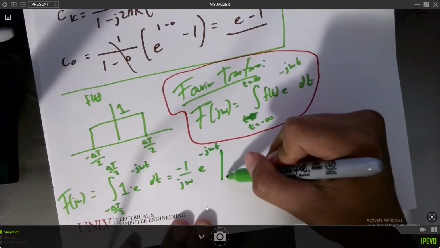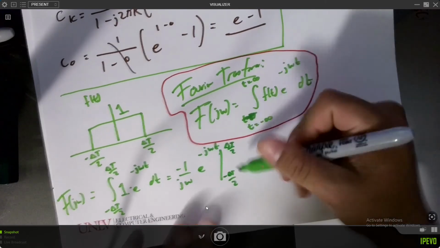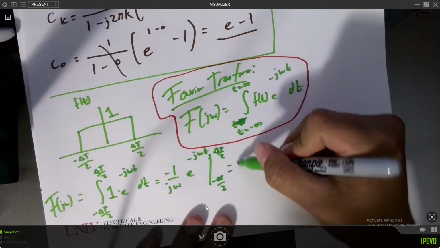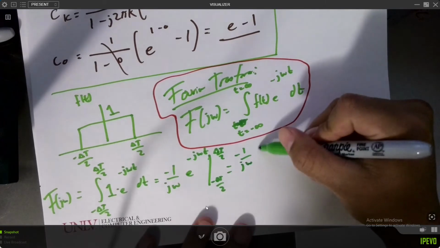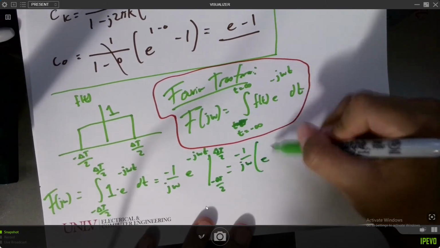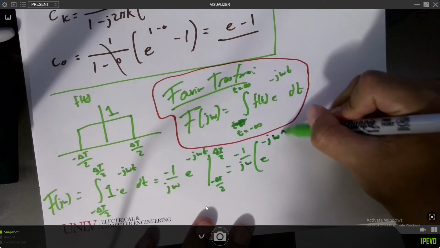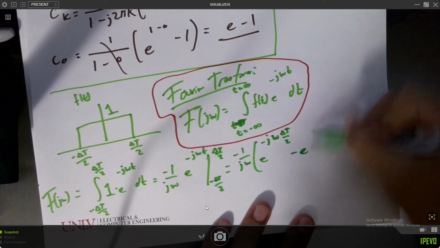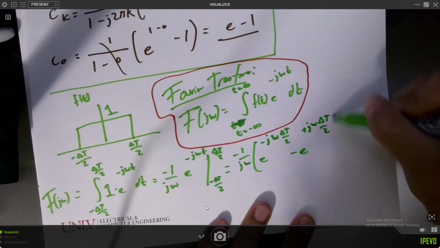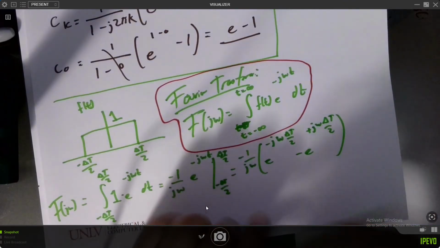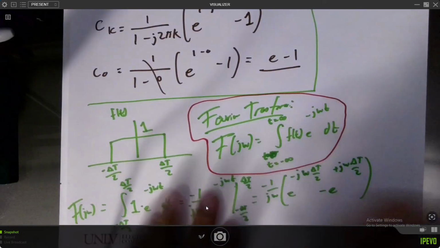Evaluated from minus delta t over 2 to delta t over 2, and this is going to equal 1 over minus j omega, times e to the minus j omega delta t over 2 minus e to the positive j omega delta t over 2. So if you aren't screaming by now or bells aren't ringing, this is actually looking like something pretty familiar, and I want to really stress this point.